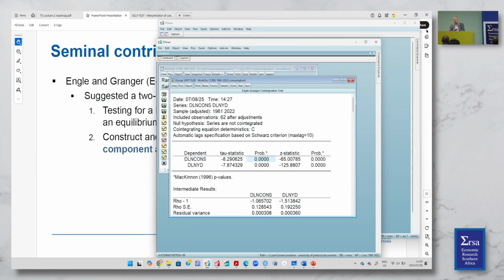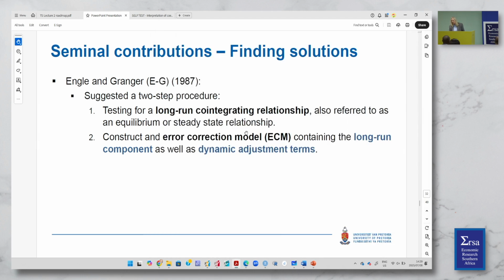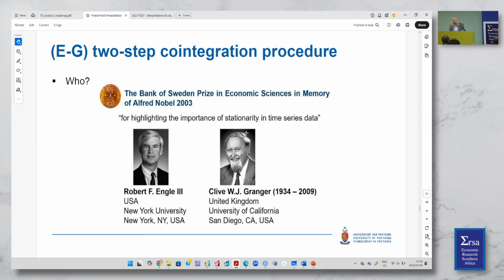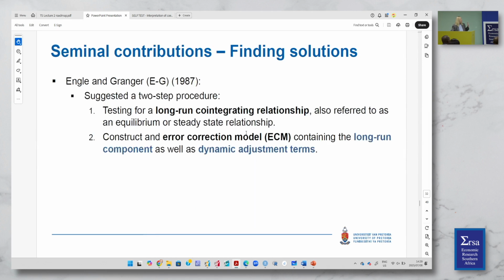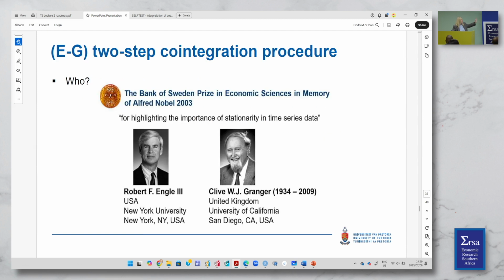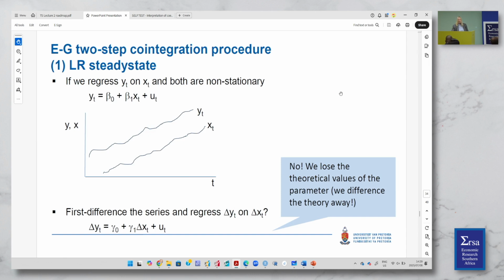We should only break at 3. Yes, okay. And how we do it, there's the Nobel coin, but it's a lot of money, eh? It's 1 million Swiss francs that they share.